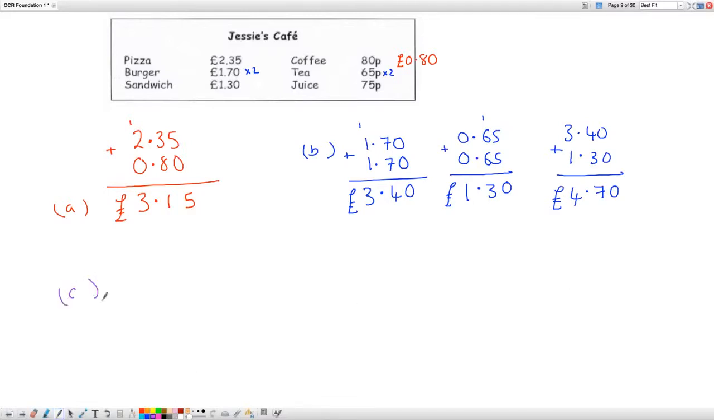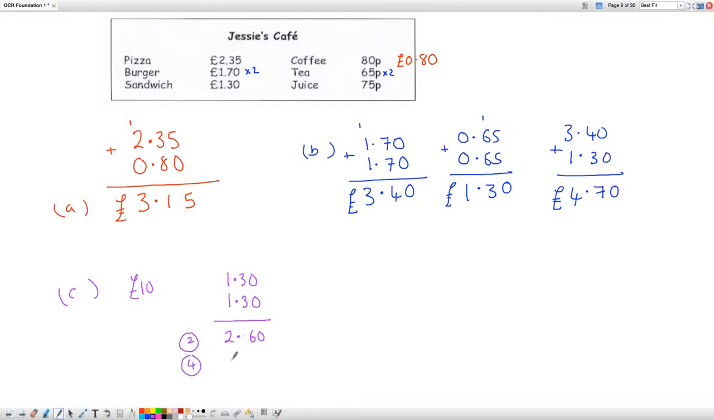Now moving to part C. Michelle has £10. She wants to buy as many sandwiches as possible. We need to work out how many sandwiches. So her maximum she has is £10. They're £1.30 each. So let's see how many she can get. Well, we know she can definitely get 2. 2 sandwiches are going to cost £2.60. So for 2 sandwiches, £2.60.